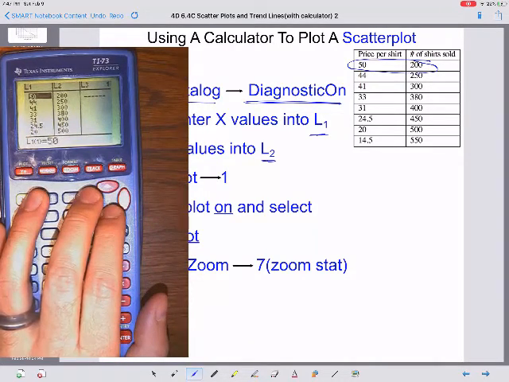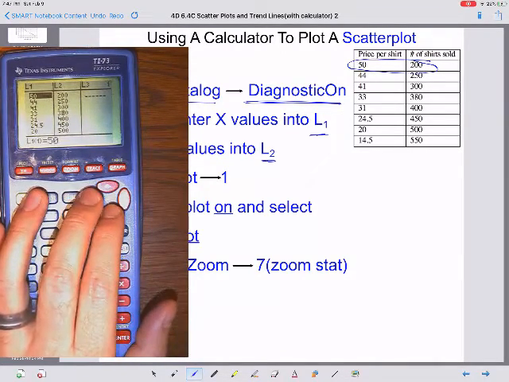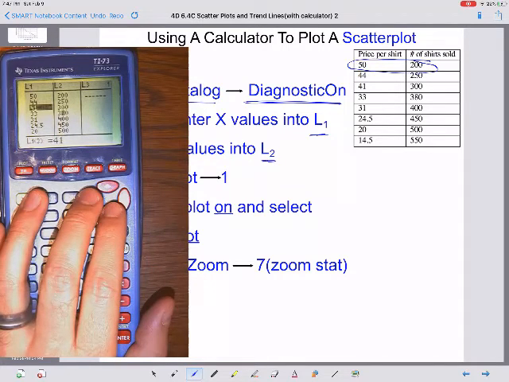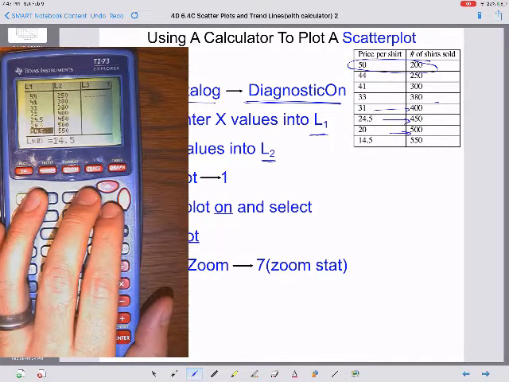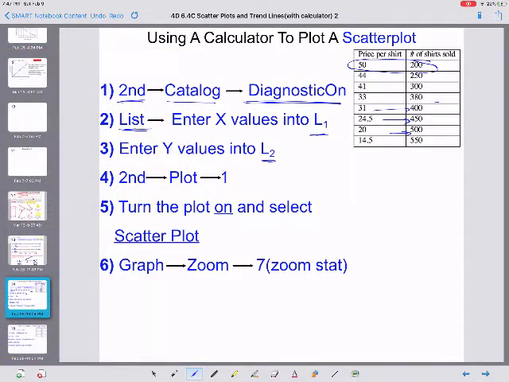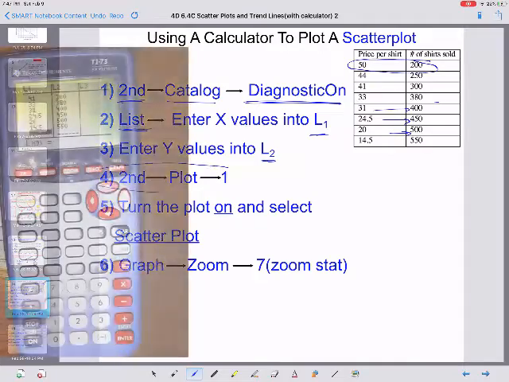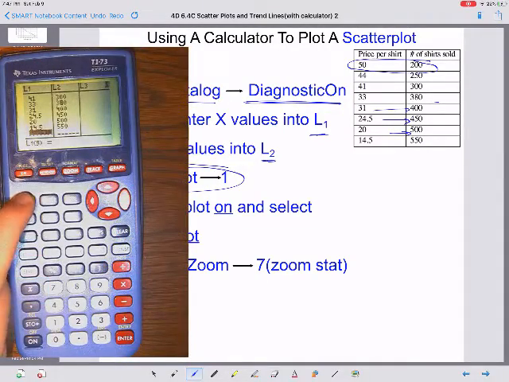So let's make sure everything is lined up properly as well. 44, 250; 41, 300; 33, 380; 31, 400; 24, 450; 20, 500; and then 14, 550. That looks good. So next thing we need to do is go into our plots, which is second y equals.